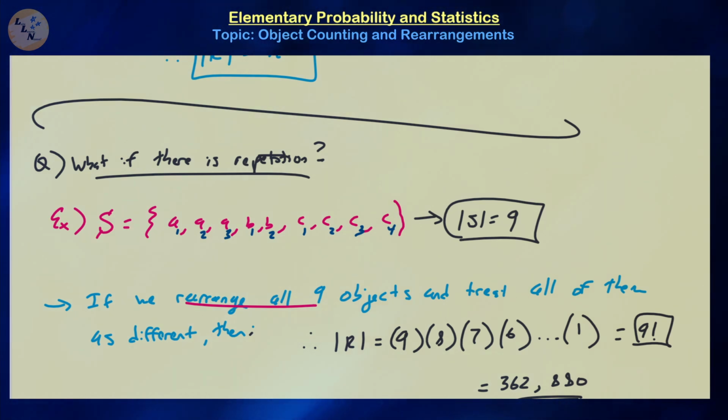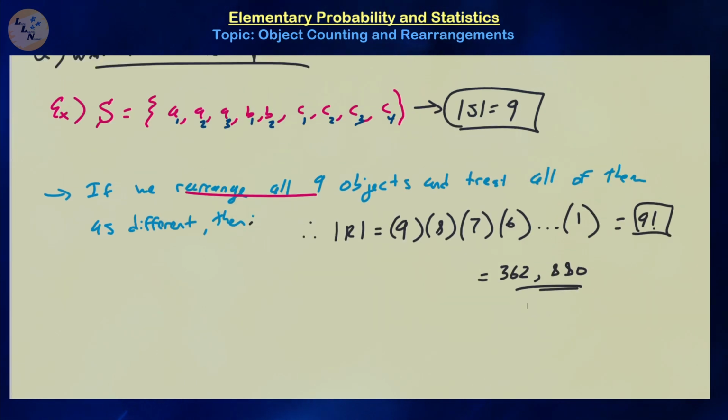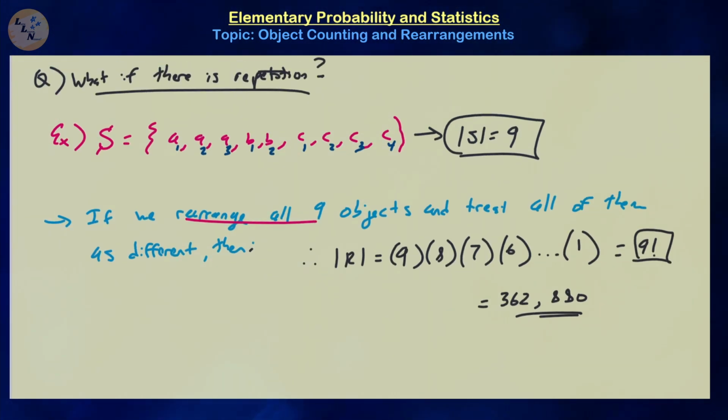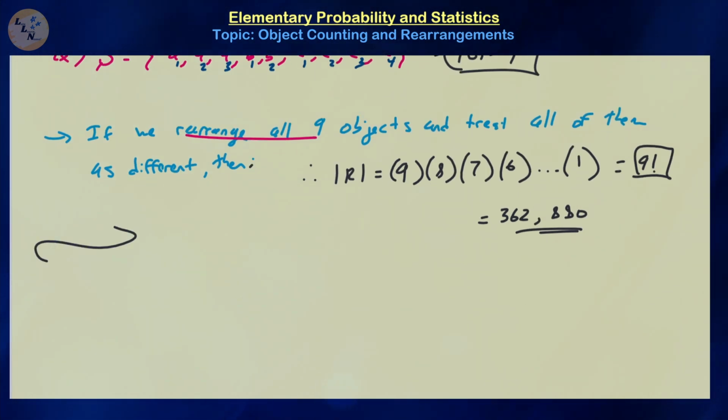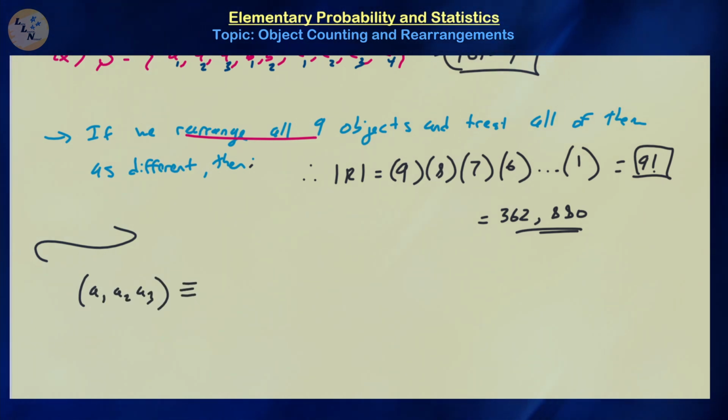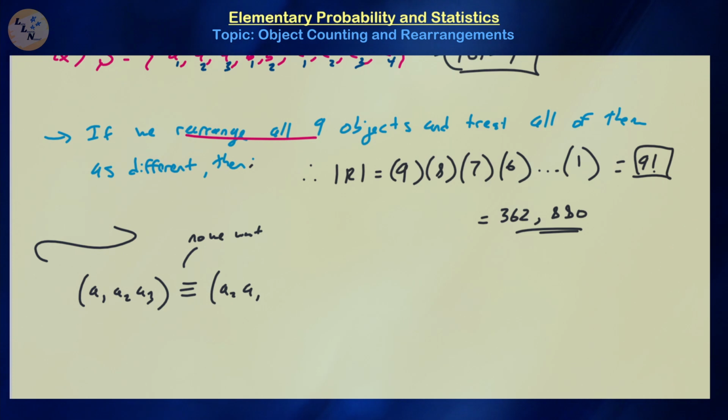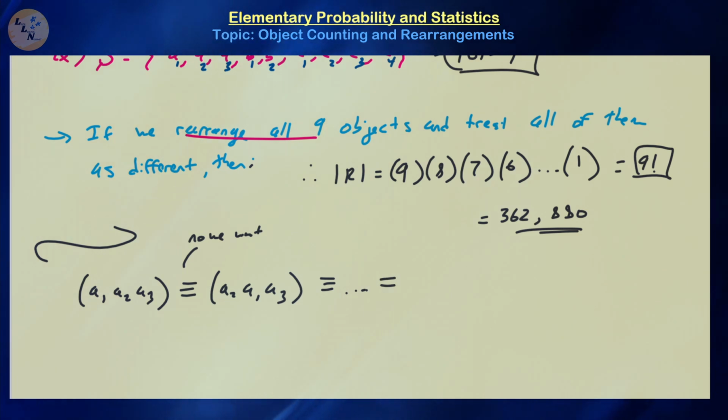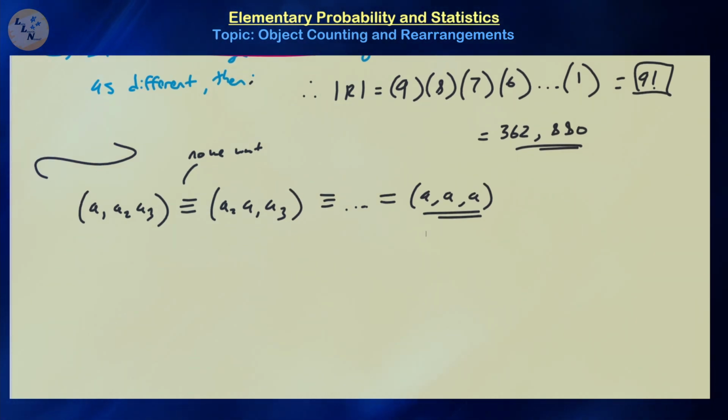Now, let us pretend that these A's are indistinguishable and these B's are indistinguishable, and same for the C's. So these permutations of these objects, for example, A1, A2, A3, we now want to be equal to, for example, A2, A1, and A3. So in general, these are all pretty much equal to A, A, A. So if that is the case, how many rearrangements of these are now the same?